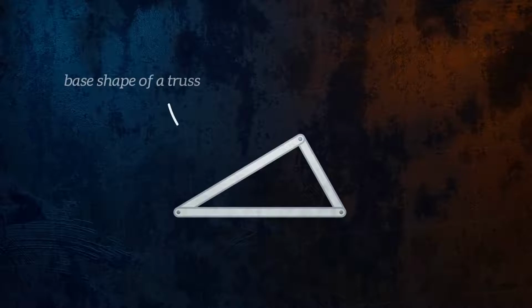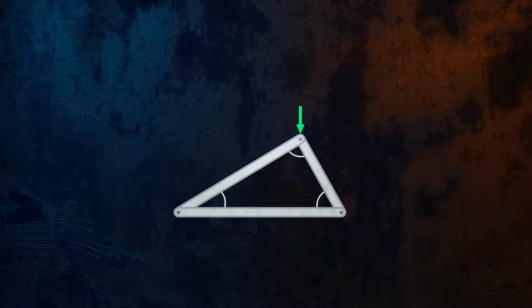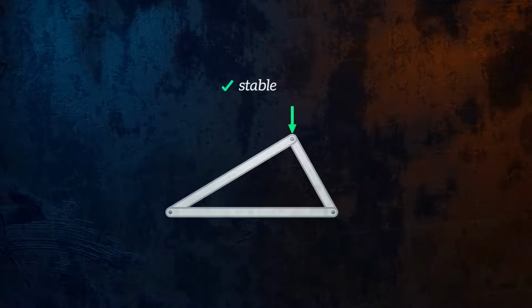The base shape of a truss is three members connected to form a triangle. If a load is applied, the angles of the triangle won't be able to change if the length of each of the members stays the same. This means that the triangle is a very stable shape which won't deform when loads are applied to it, and so it is a great base from which to build a larger structure.